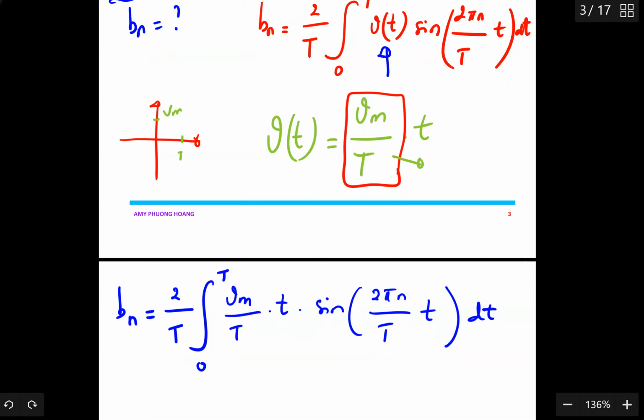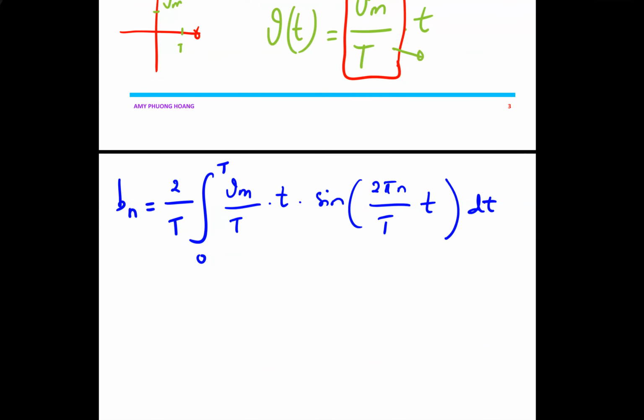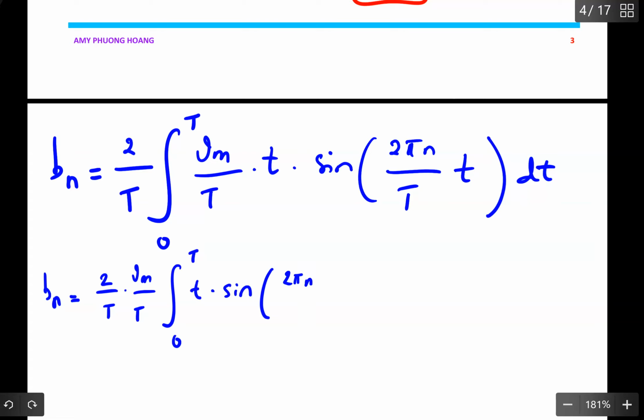So if it's a constant, you can go ahead and bring it across the integral sign. Do that to simplify the process of integrating. So Bn is 2 over T, and I bring this across the integral sign. I should have Vmax divided by T. Now, I still have this inside the bracket.